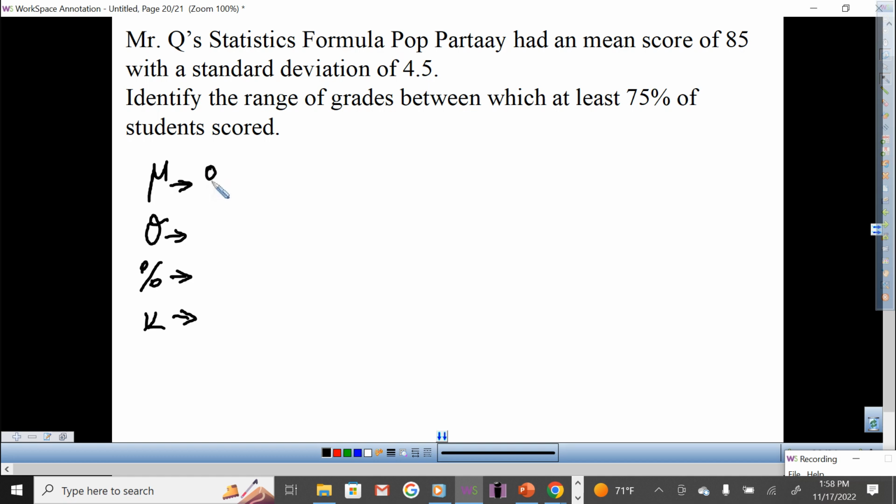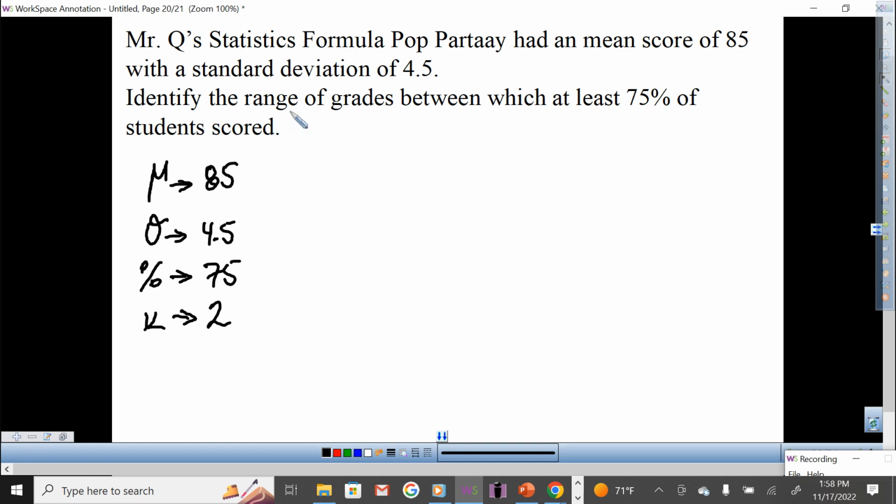All right, so I heard 85, so far so good, yes, because it says mean. And then 4.5 for standard deviation, yes. Percent, 75, okay, we got that. And K, everyone? 2, that is correct. All right, so now that we have that, this is what we're going to do.